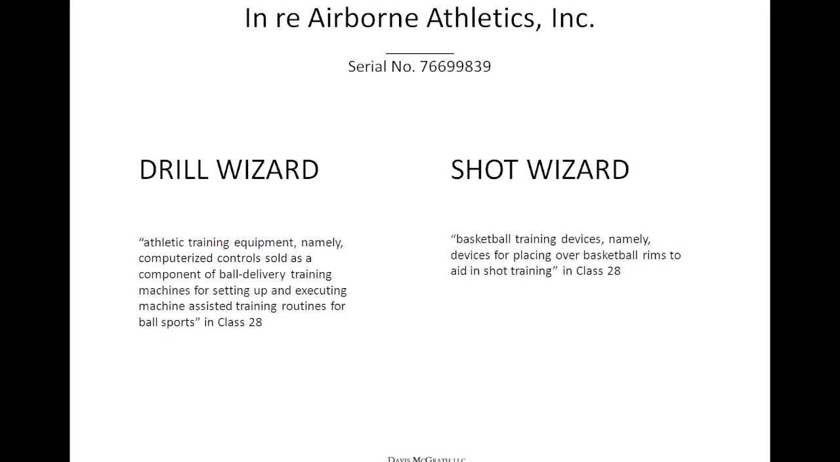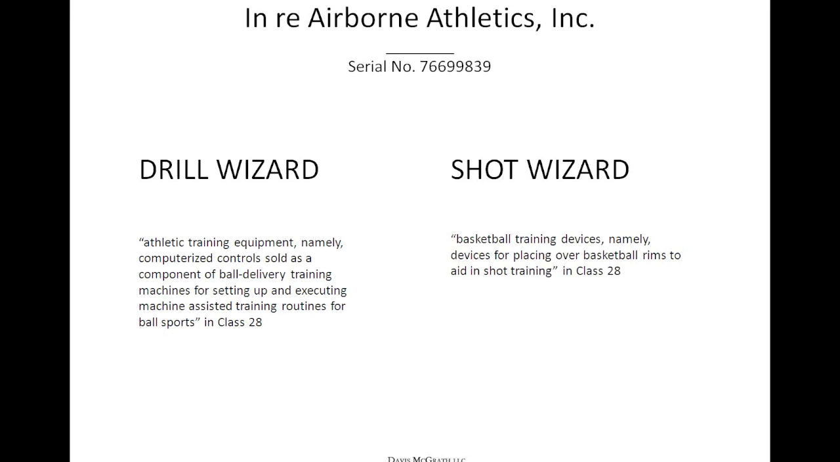Here's another one that's kind of interesting. The applicant has a mark called Drill Wizard, which is for athletic training equipment, which is a computerized control that was sold as a component for a ball delivery training machine, so it's a rather sophisticated component of a larger training machine. And so Drill Wizard is the computerized controls, and it was initially refused due to registration for the mark Shot Wizard for basketball training devices, which were devices placed over basketball rims to aid in shot training.